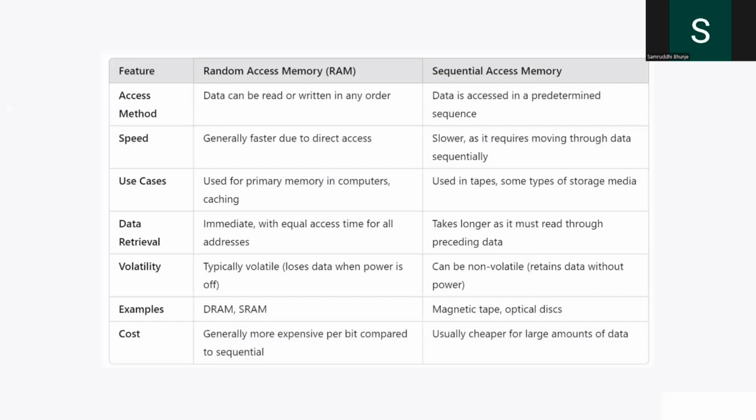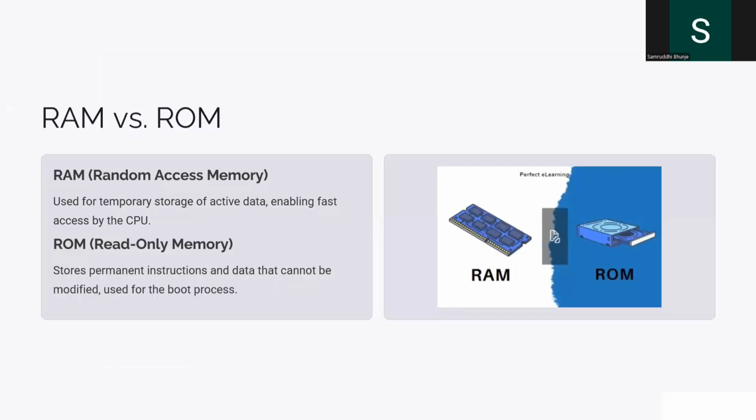Now the difference between random access memory and sequential access memory. Access method will be random and sequential. Speed in RAM will be faster, and in sequential access memory, speed will be slower. Examples of RAM are SRAM and DRAM, that is static RAM and dynamic RAM. And in sequential, magnetic tape and optical disc are the examples. Cost of RAM is more expensive, and sequential access memory is cheaper.